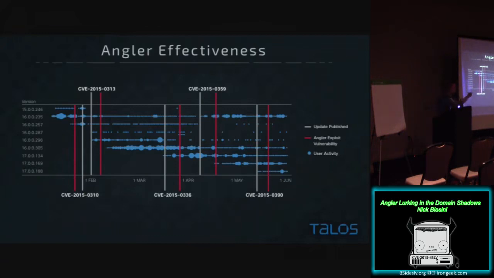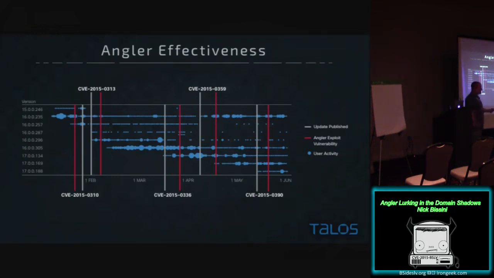Now, this graph actually only goes up until June. As you know, there were a couple of really, really large 0-days that came out in July. Angler was exploiting those in some cases within hours, and at the most within 1 to 2 days.